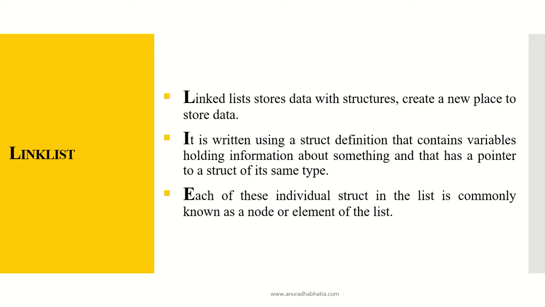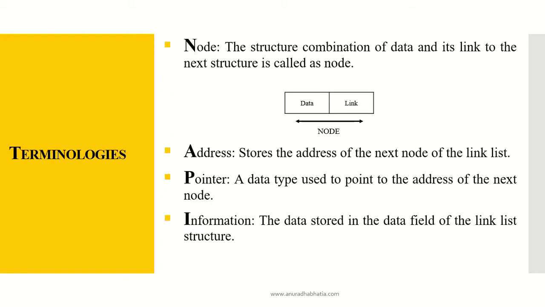Linked list stores data with structures, creating a new place to store data. It is written using a struct definition that contains variables holding information about something and that has a pointer to a structure of its same type. Each of these individual structs in the list is commonly known as a node or the element of the list. Now, this is the terminology which is used when we work with data structures implementing linked list.